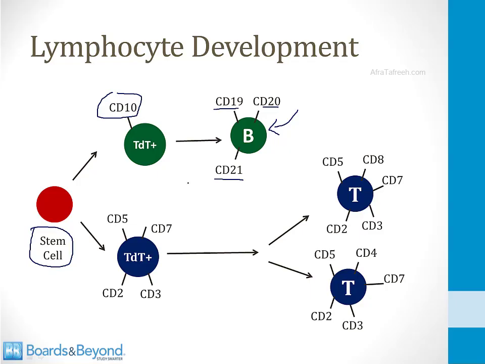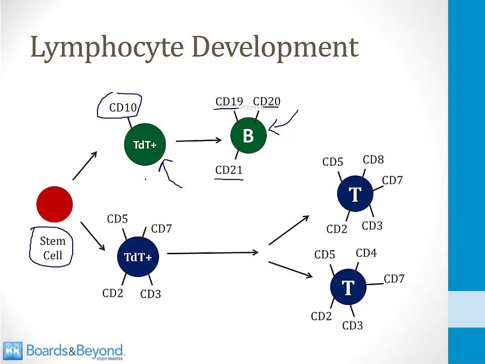Also important for you to know is that developing B and T cells have an enzyme called terminal deoxytransferase, or TDT. So a developing lymphocyte, whether it's a B cell or a T cell, will be positive for TDT. And if the cells you see in a peripheral blood smear are positive for TDT, it suggests that they are of the lymphocyte lineage.